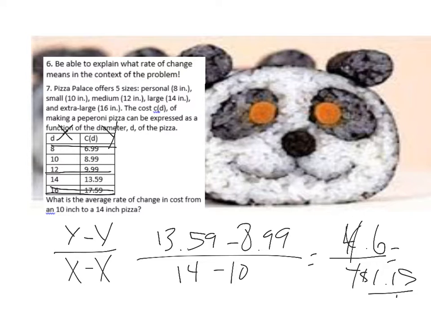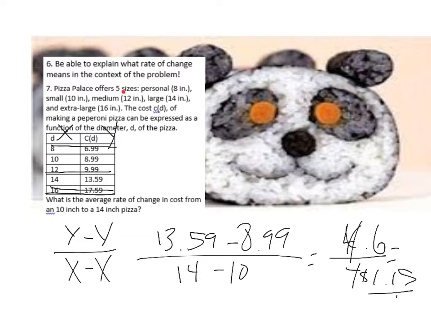So now let's go back to 6. What the heck does all that mean? All we did was plug things into y's and x's, but really we found a rate of change, so we need to interpret this. Well, our y values, these guys right here, that's cost, that's money. So it's money divided by, over here, the diameter of the pizza. So what that means is for every 1 inch of diameter of pizza you have, it's going to cost you $1.15 more.